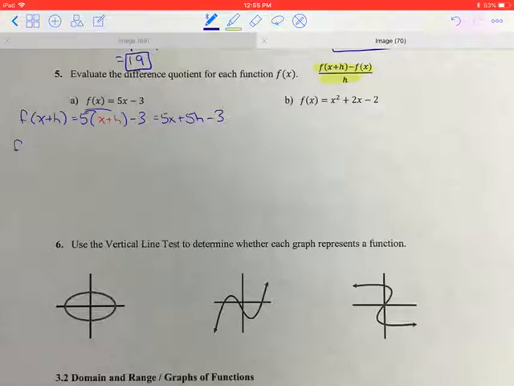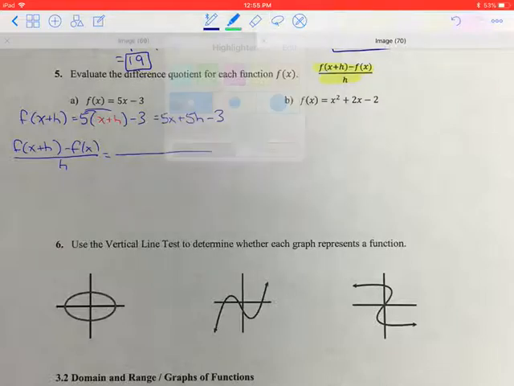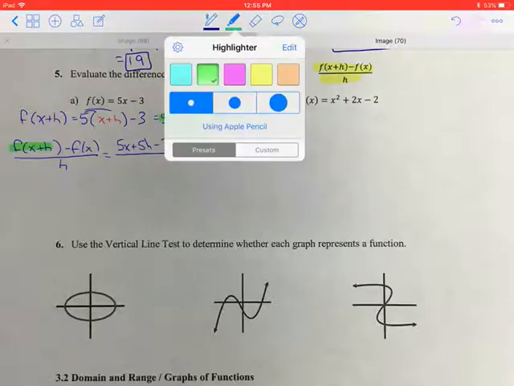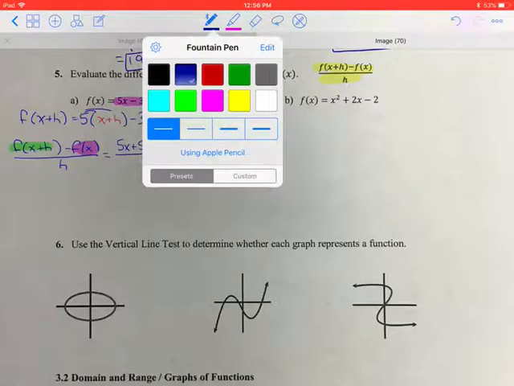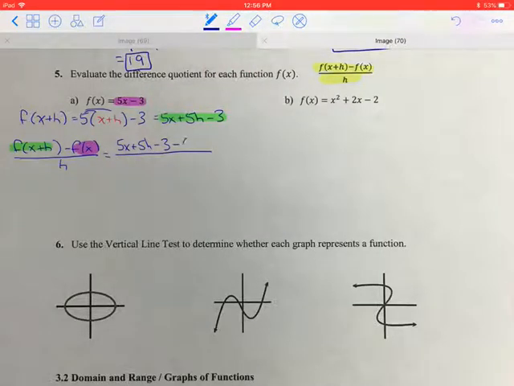All right, so now I'm going to plug that into my difference quotient. So my difference quotient is f of x plus h minus f of x all over h. So I'm going to get a little highlighter happy here. So remember, f of x plus h, I calculated that to be this value. So I'm going to plug that in first: 5x plus 5h minus 3. Then next I need to subtract f of x, and here's my original function f of x. So I'm going to subtract that entire thing, so make sure you put that in parentheses. And then that's all going to be over h.